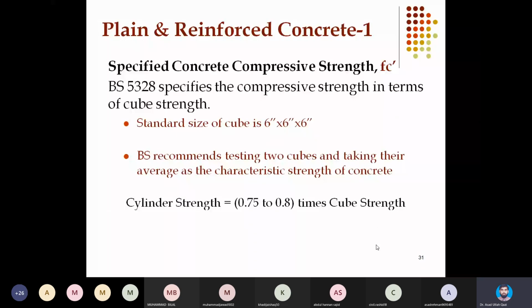However, according to British or European standards, strength of concrete is established based on cube testing, and the standard size of the cube is 150 millimeter by 150. Even in BS standard, the strength reported will be the average of two cubes.